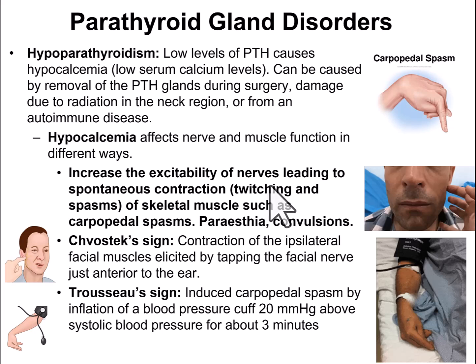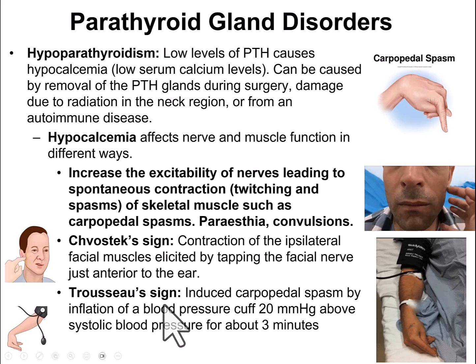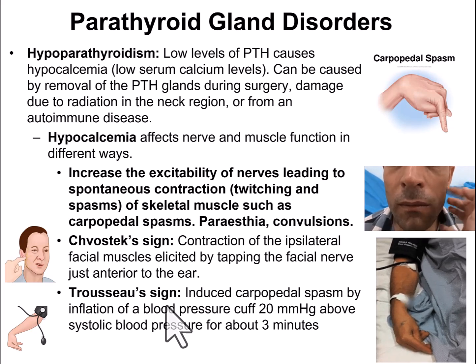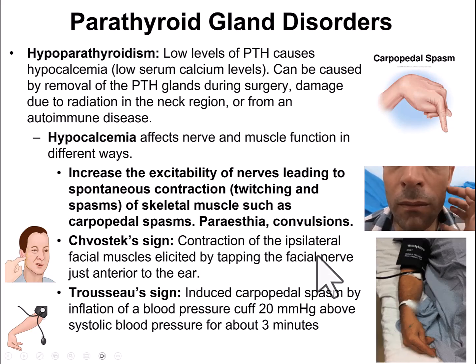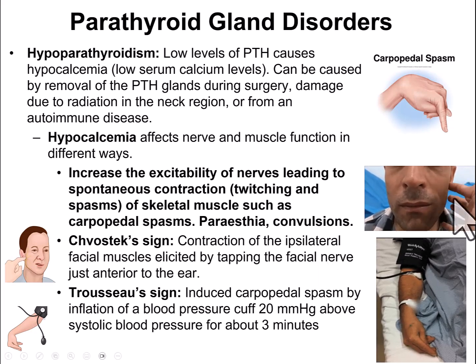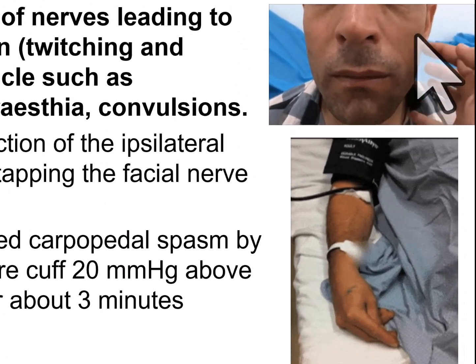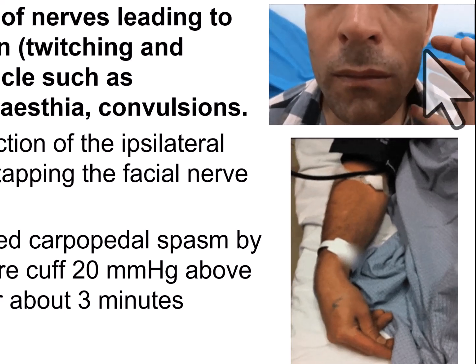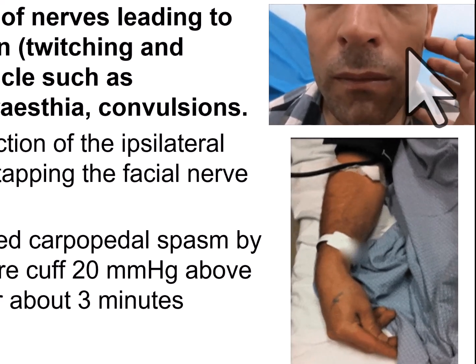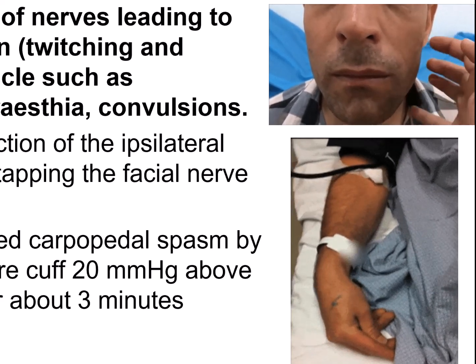And you want to make sure you star these 2, Chvostek's sign and Trousseau's sign. Hypocalcemia can result in these signs, one of which is Chvostek's sign, and this involves contraction of the ipsilateral facial muscle. Ipsilateral just means on the same side, so when you tap on the facial nerve, this can cause the facial muscle to contract. If you tap on the facial nerve just anterior to the ear, it can cause the facial muscle to contract. That's on the same side of that facial nerve that you're tapping on, hence the name ipsilateral.